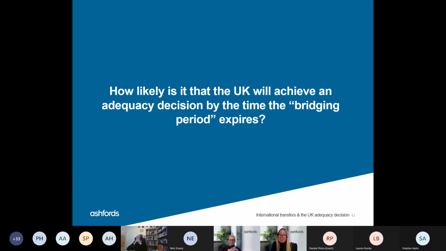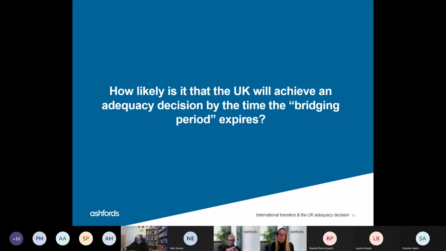And I think for that reason, it's still really unclear whether we are going to reach an approved adequacy decision by the end of the bridging period on the 30th of June. And one of the key risks to be aware of here is that there is still objection and challenge from privacy campaigners. And that's going to really influence the EU member state representatives when they vote on the decision at stage 3.